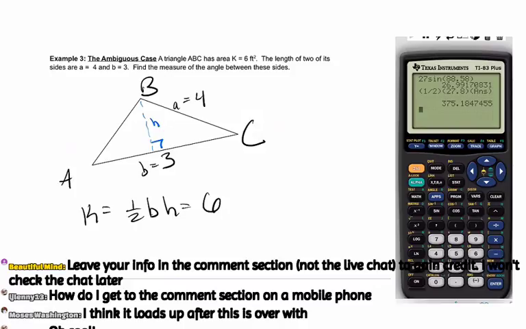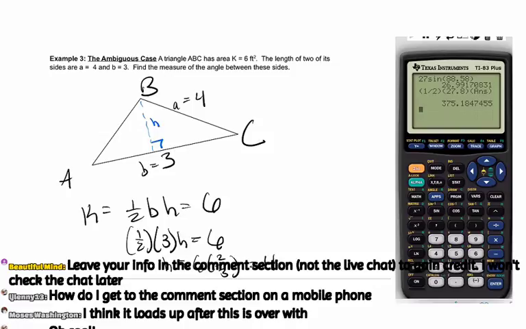So if the base is 3, let's plug in what we have. We have 1/2, the base is 3, we don't know the height, and the area is 6. So solving for h, it's 6 times 2 over 3. That's 4. The height should be 4. Something interesting is going on. Should be a right triangle. Let's see.